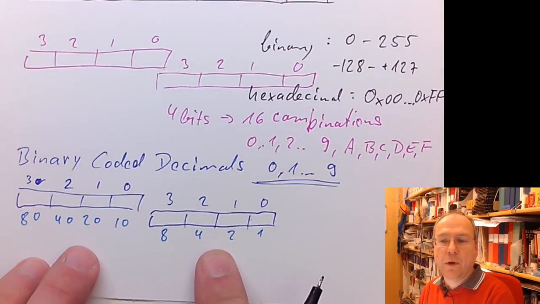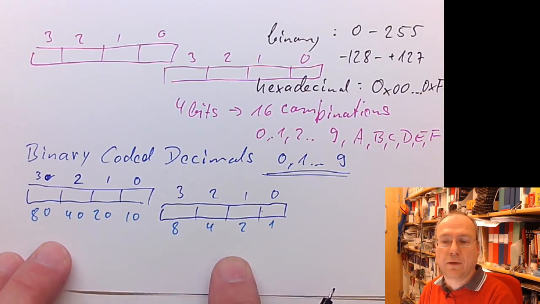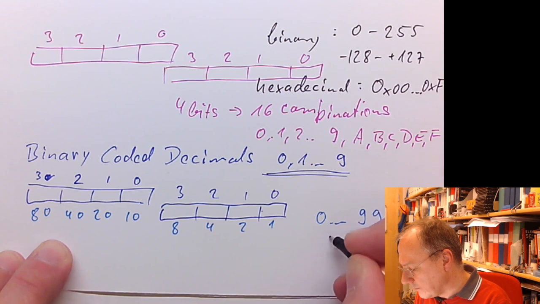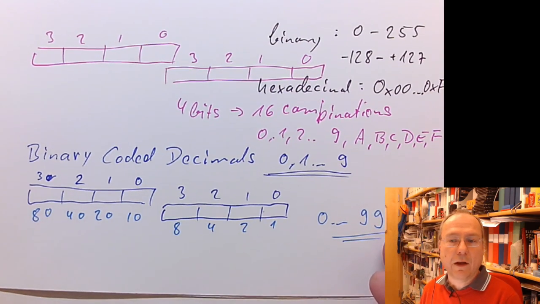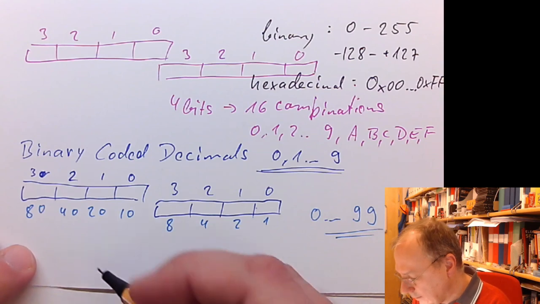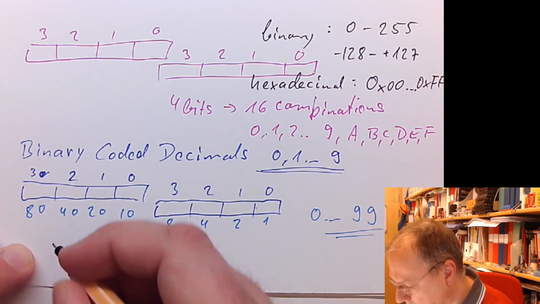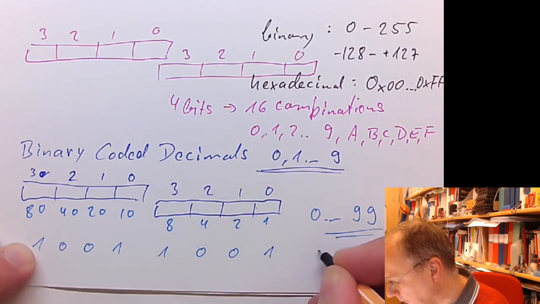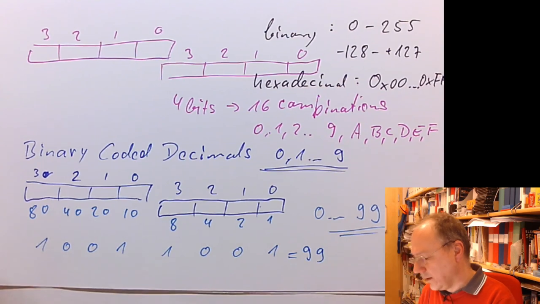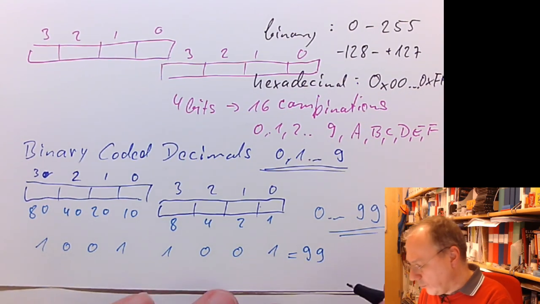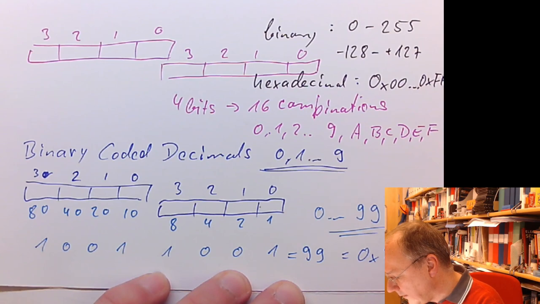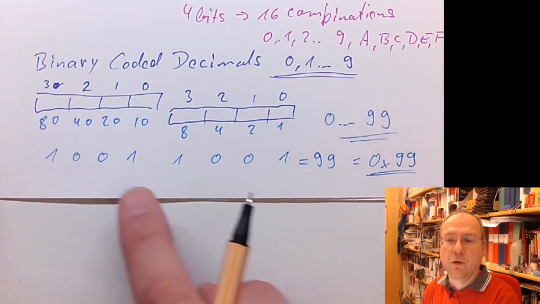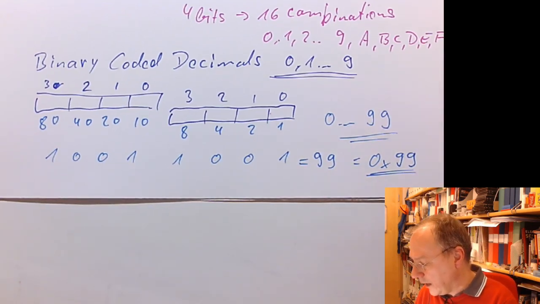So in a byte, we now can store a two-digit number between 0 and 99. And the format is exactly compatible to hexadecimal. So 99 would be an 8 plus a 1 here. It would be 1001, 1001. This is 99 in BCD. And it would also be 0x99 in hexadecimal because we are using our standard decimal digits to code the first 10 combinations in hexadecimal system as well.